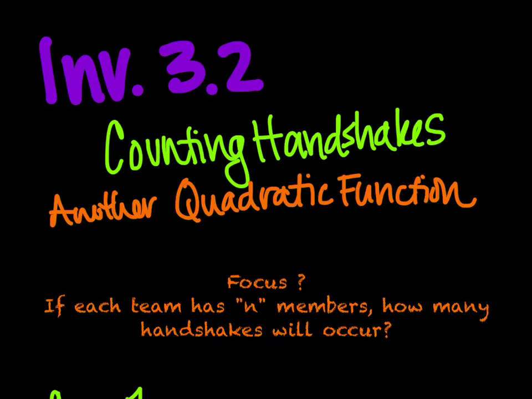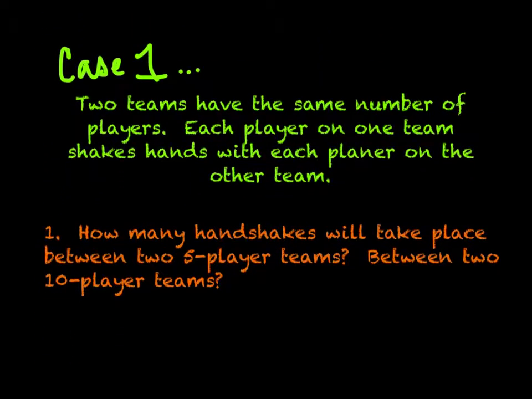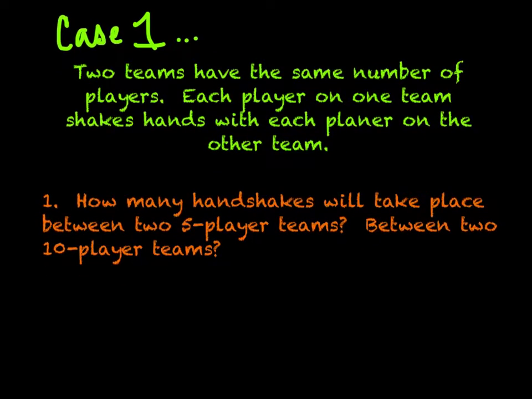Welcome to Investigation 3.2, Counting Handshakes. This is another quadratic function. So for our focus question, we have: if each team has n members, so any number of members, how many handshakes could potentially occur? We're going to go through a couple parts of this problem. We're going to look specifically at case number 1.